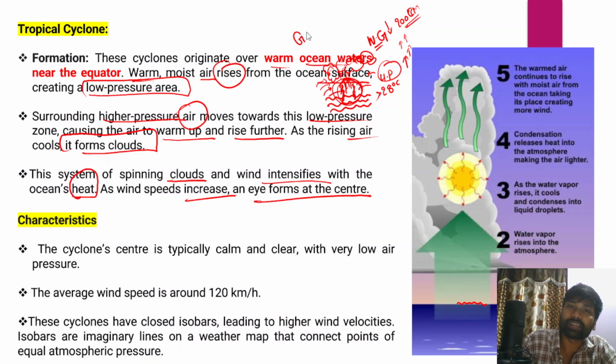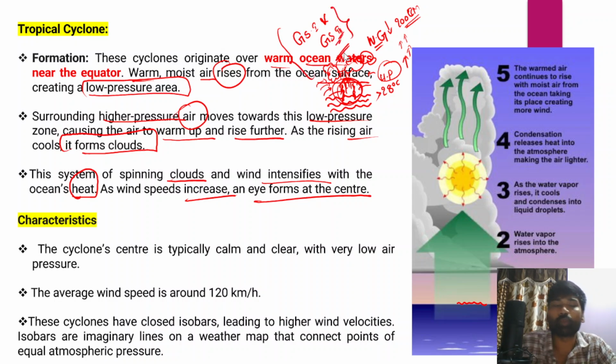So in general studies paper 1 and even general studies paper 3, it is a very important part. Therefore, you need to have clear knowledge with respect to tropical cyclones. Now, what are the basic characteristics of tropical cyclones?